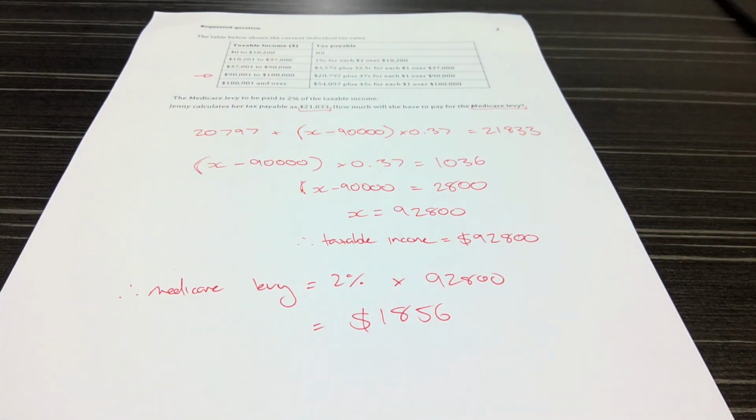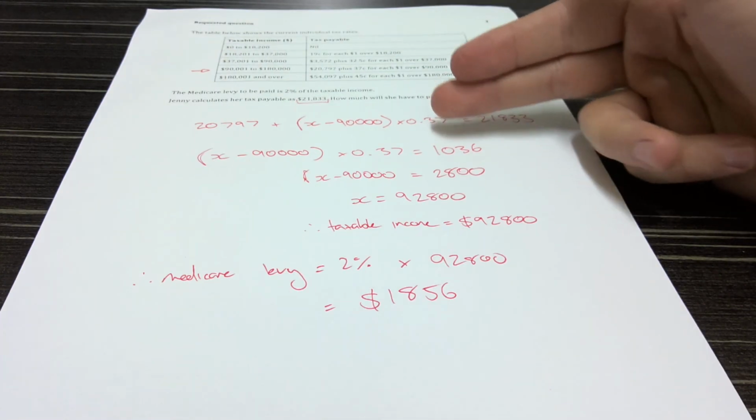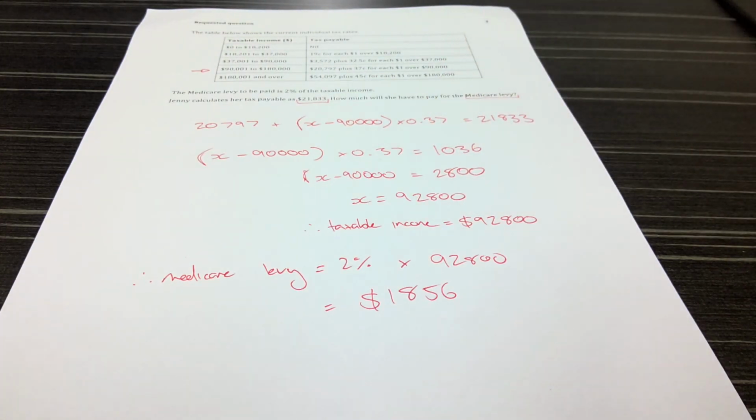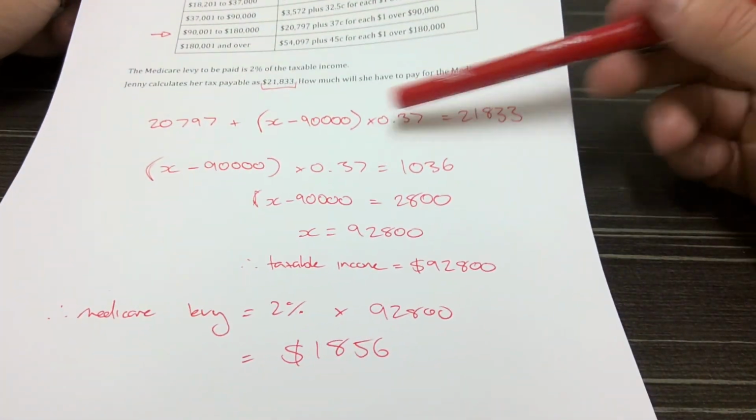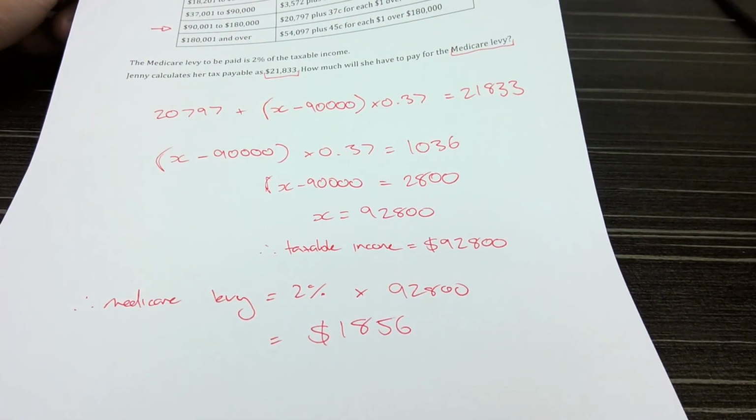So a bit of a harder question. I would say if this was in your HSC, it would be maybe a band 5, potentially even a band 6 question, just because it involves doing the whole tax table process in reverse, which hopefully you are fairly comfortable with. And yeah, it's just a bit of algebra and working your way backwards.